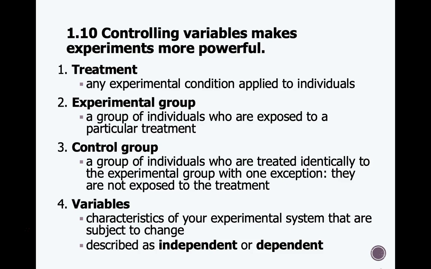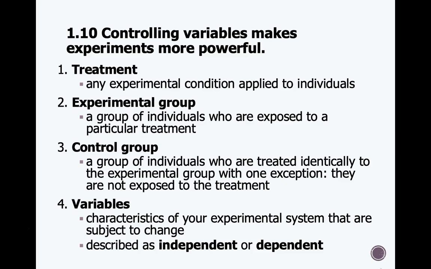So then there are variables. So these are basically the things that you're going to measure, the differences between your experimental group and your controlled group. So you have 2 types of variables, the independent and the dependent variable. So the independent variable is the one that you control. So in this case, the independent variable is whether or not they get the treatment. So you control if they get the treatment or not.